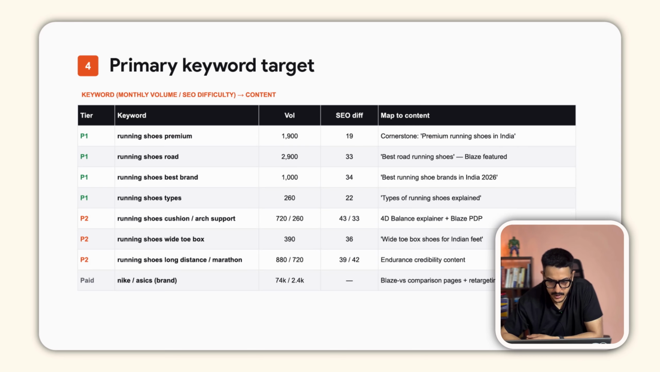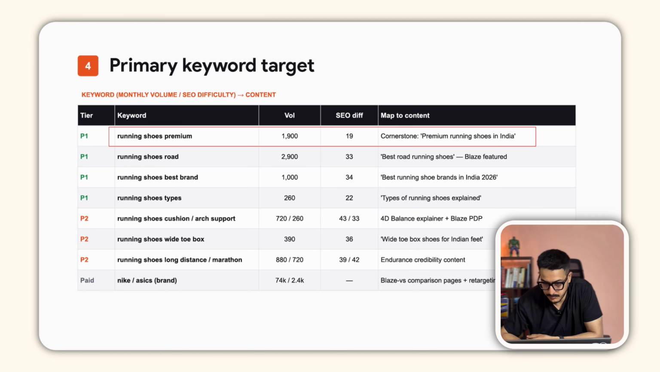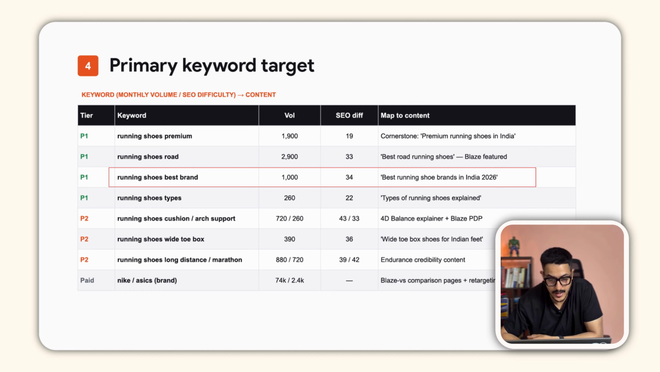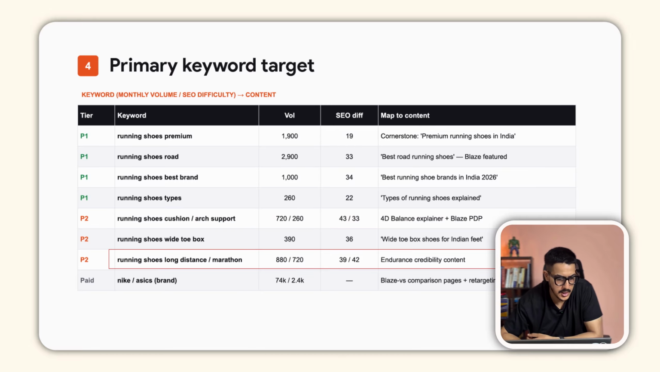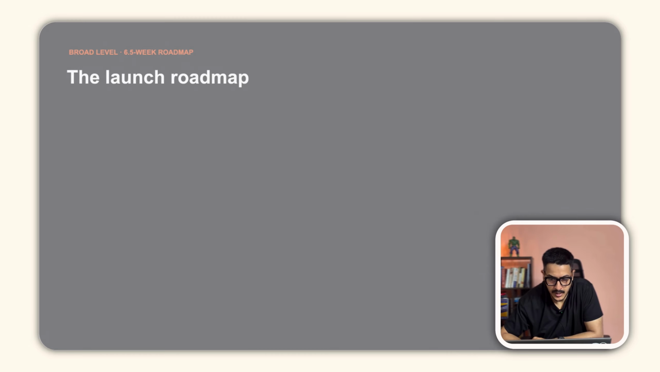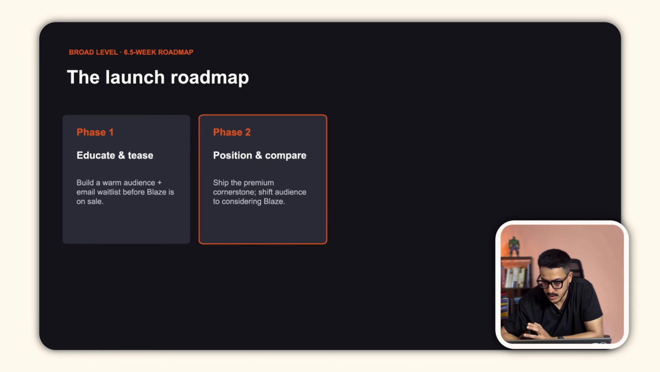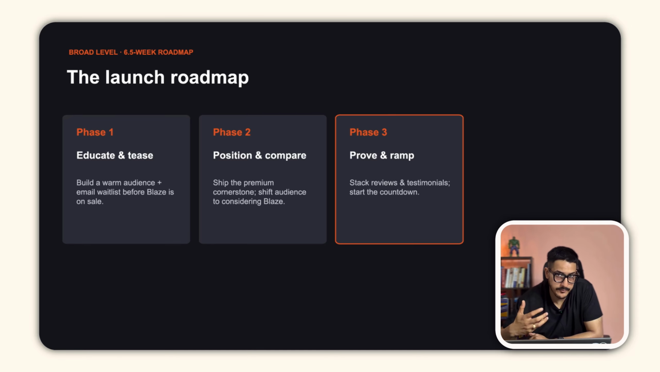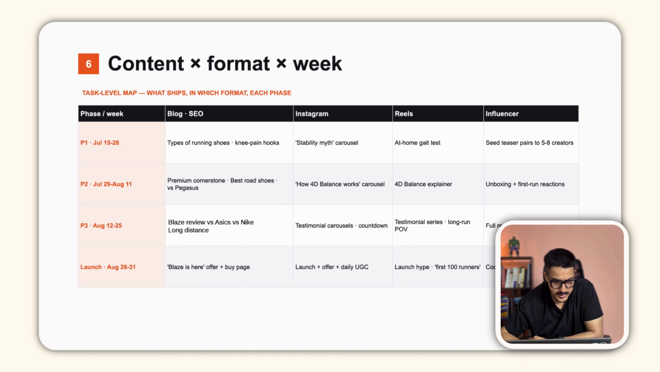Now, if we go deeper into the strategy, it's also given me a primary keyword target to go after. So running shoes, premium. So premium shoes, good volumes. Running shoes for road, running shoes best brand, running shoe types, cushion and arch support, wide toe, all of these different things that we might win our SEO rankings from. And then it's mentioning a journey of educating the user, positioning the shoe, proving the value of the shoe, and then finally converting.